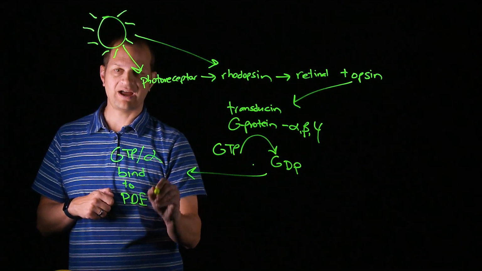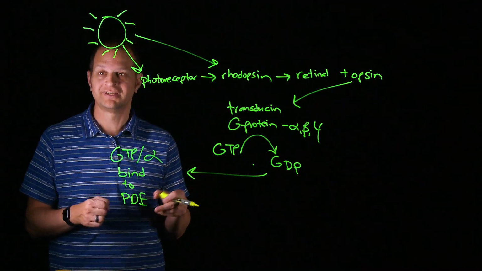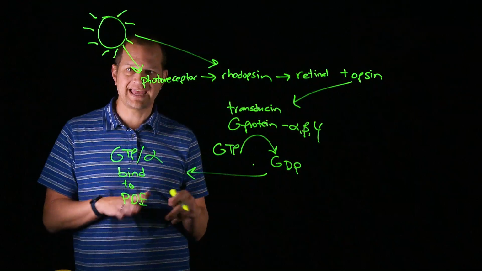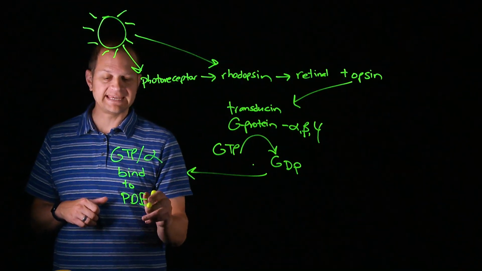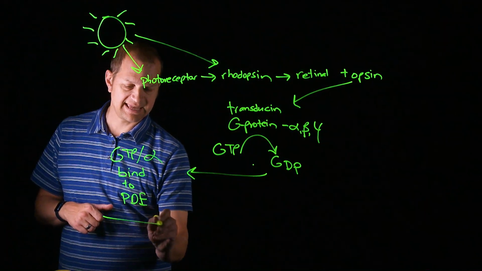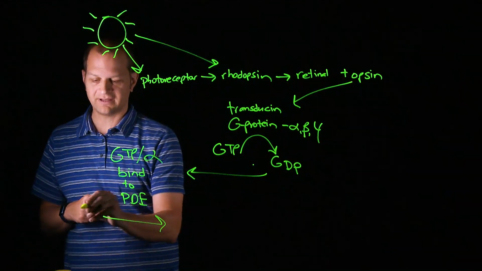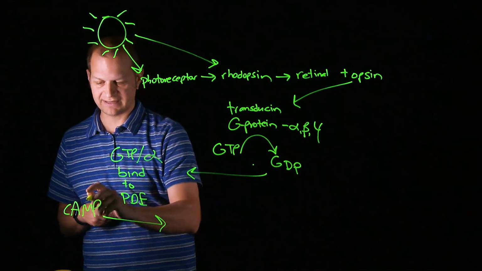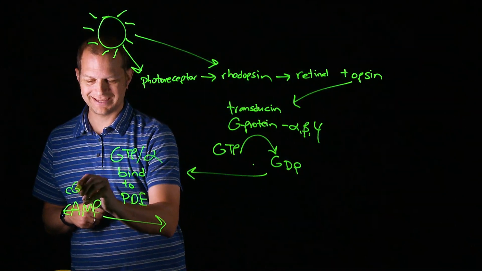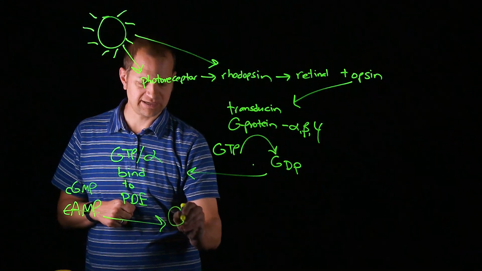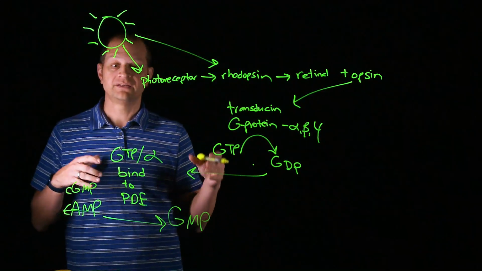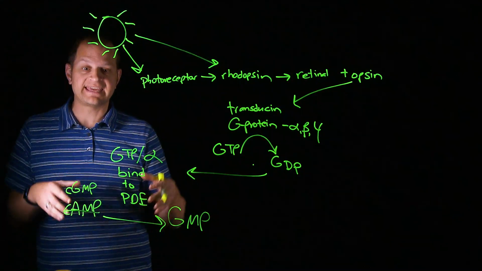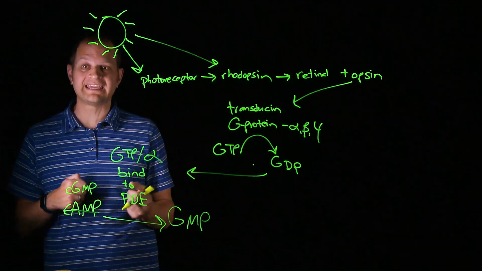Remember, I like to think of enzymes as hammers. How accurate that is is another story. But here's my hammer. I'm not going to draw it in. What PDE does is it causes cyclic GMP to be broken into GMP. Cyclic GMP is a key, and so PDE is effectively breaking that key.